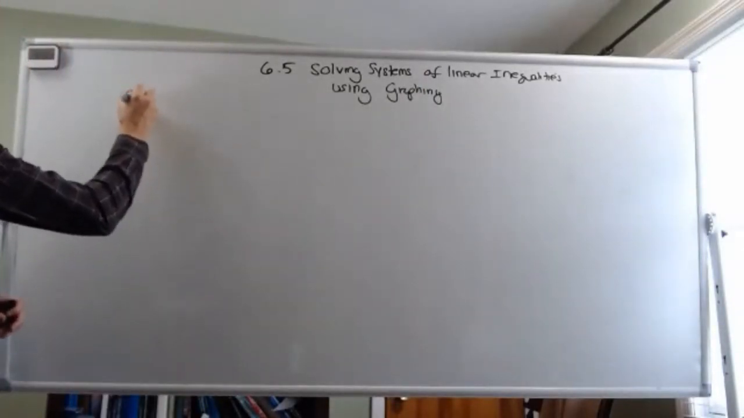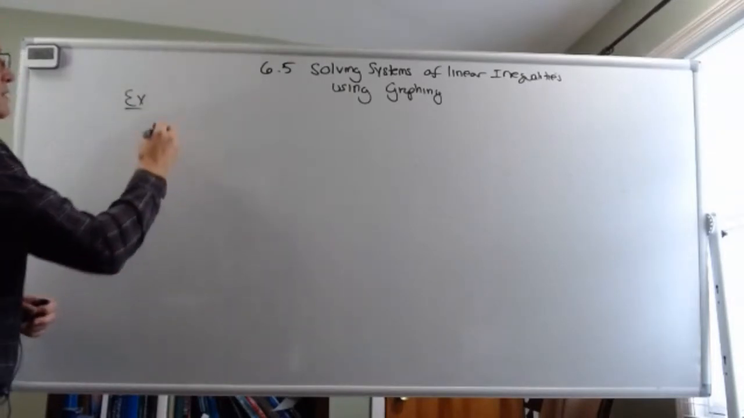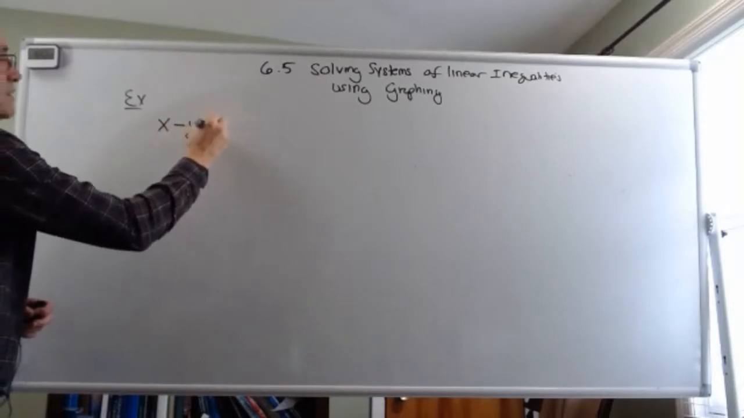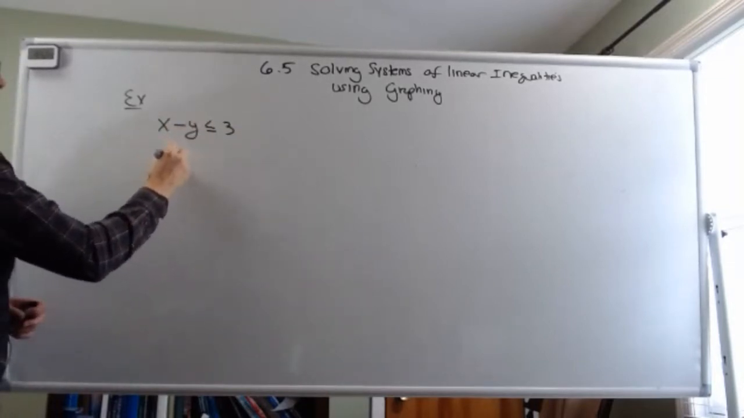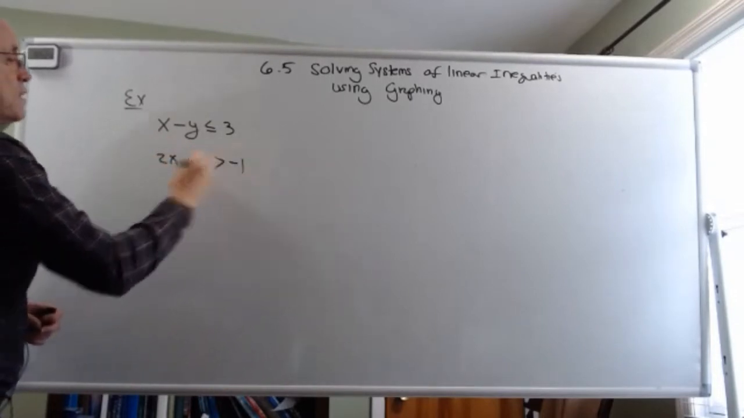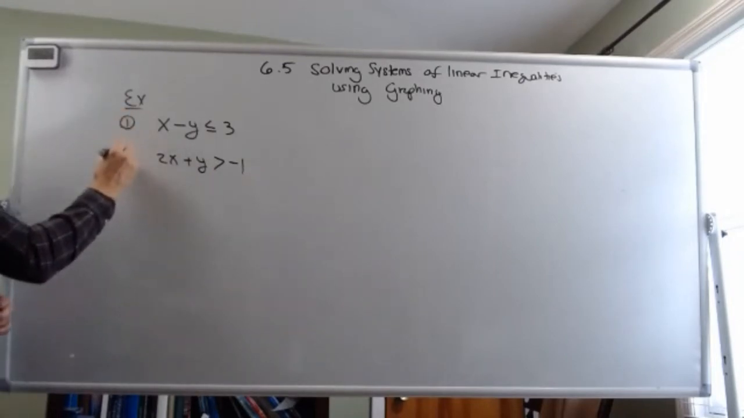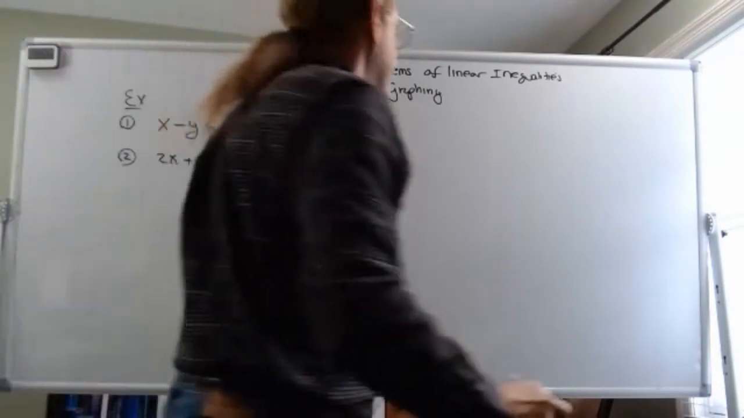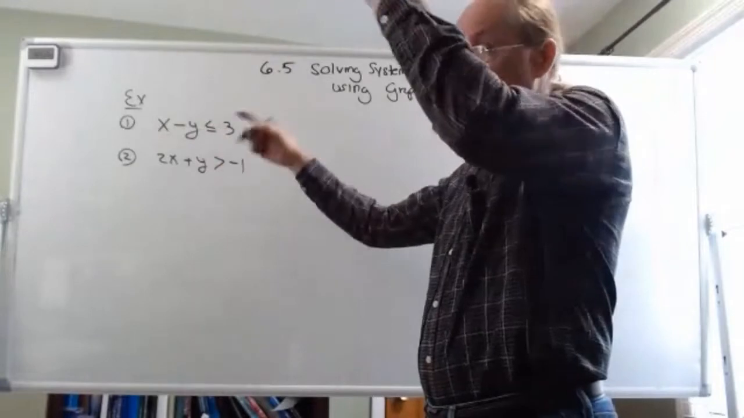Here's an example. Now it's in equations, we're dealing with inequalities. So maybe I have x minus y is less than or equal to 3. And maybe I have 2x plus y is greater than negative 1. So I have these two inequalities. Well, let's graph each inequality. And maybe I'll make this one in blue and the other one in red.